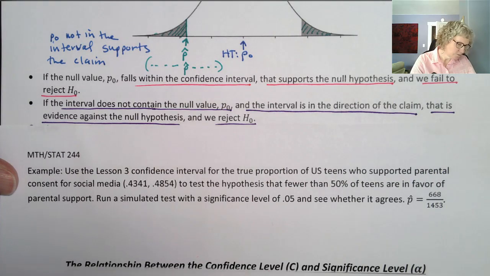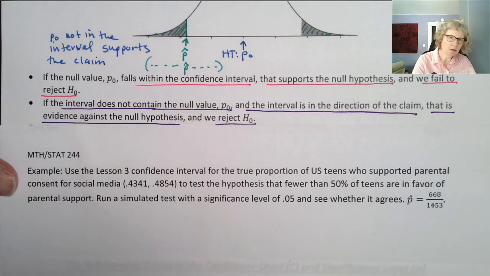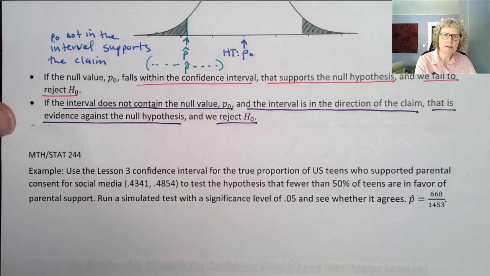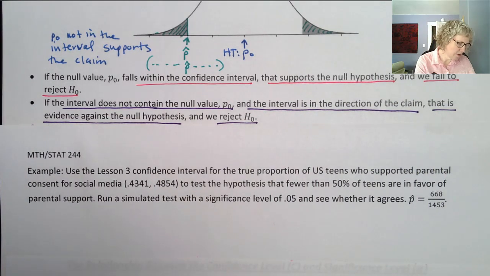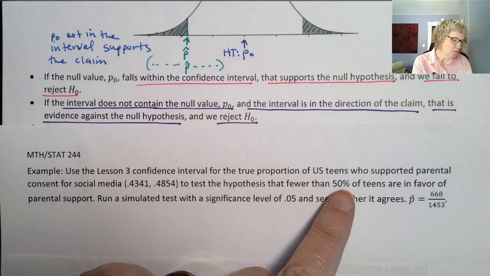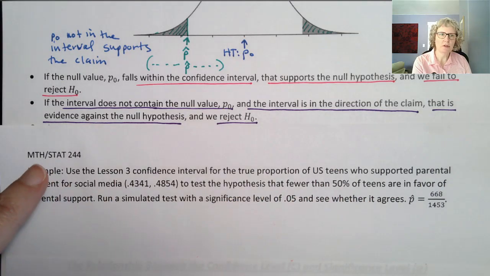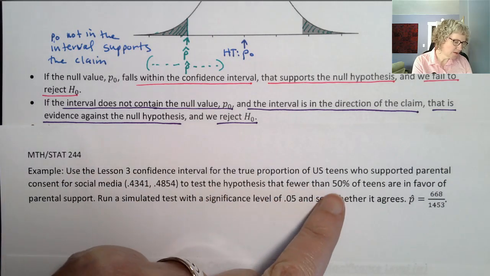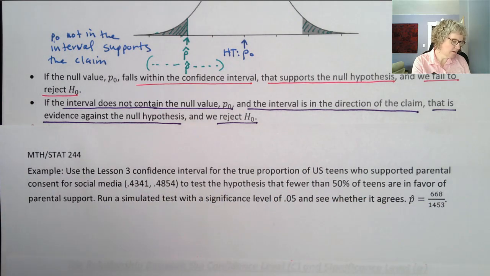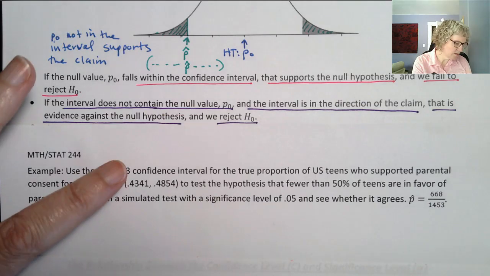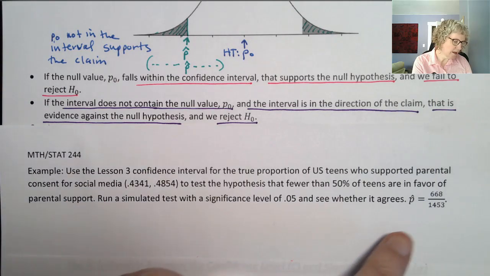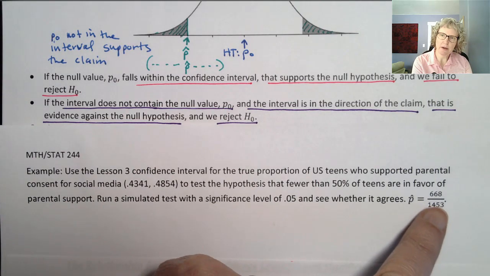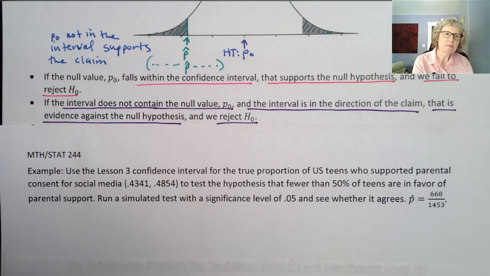Okay, so in this example, we're going to use the lesson 3 confidence interval that we've already done for the true proportion of U.S. teens who supported parental consent for social media. We're going to test the hypothesis that fewer than 50% of teens are in favor of parental support. Okay, so I'm going to do this using these things we've already made, and then we also will do a simulation. That was our p-hat that we had from that published study.